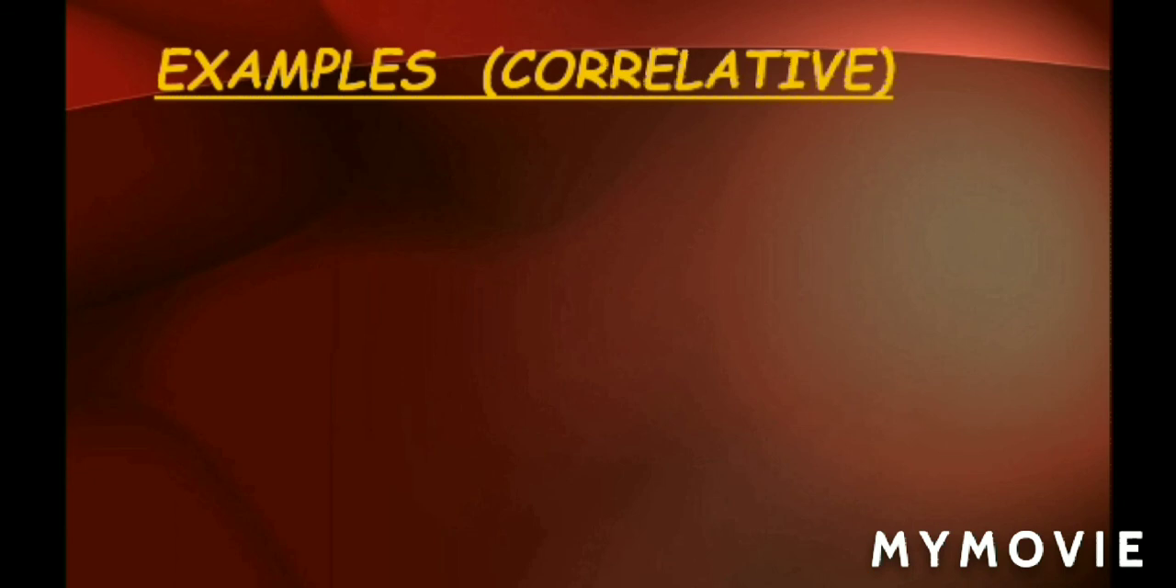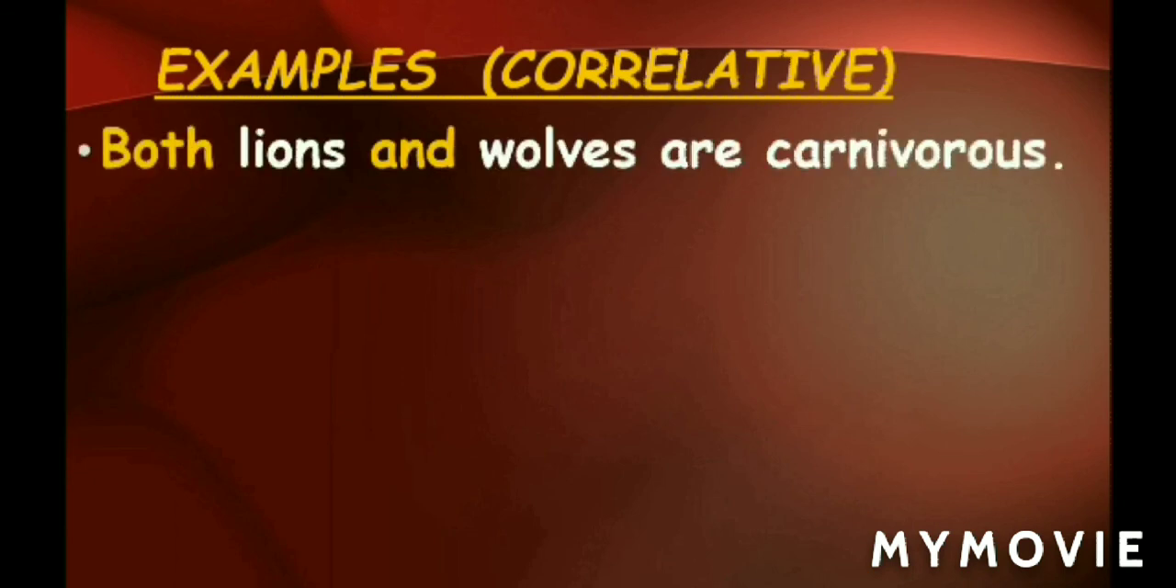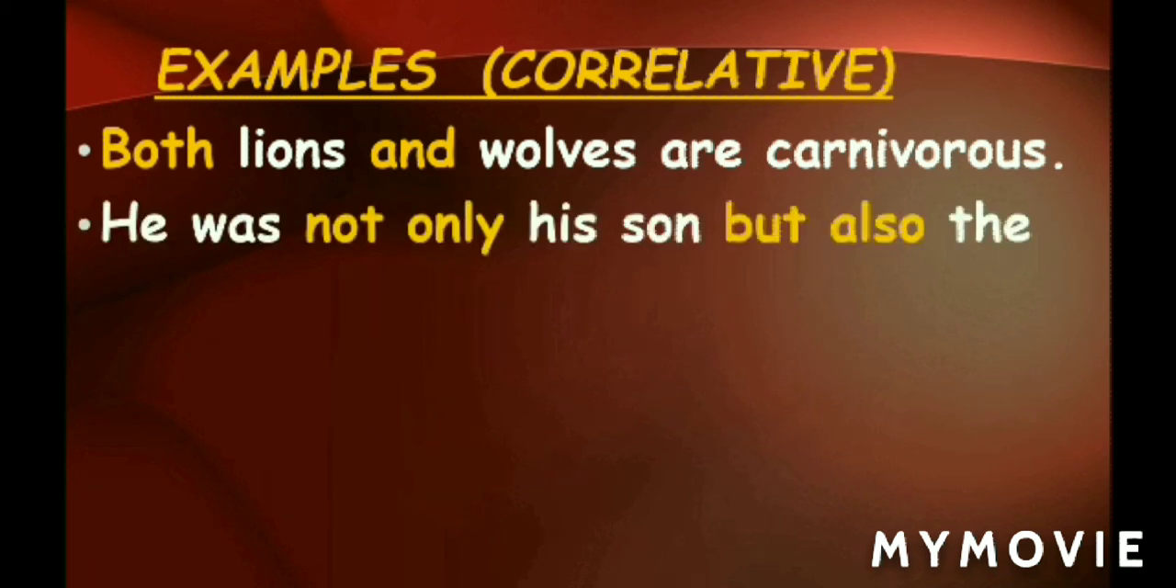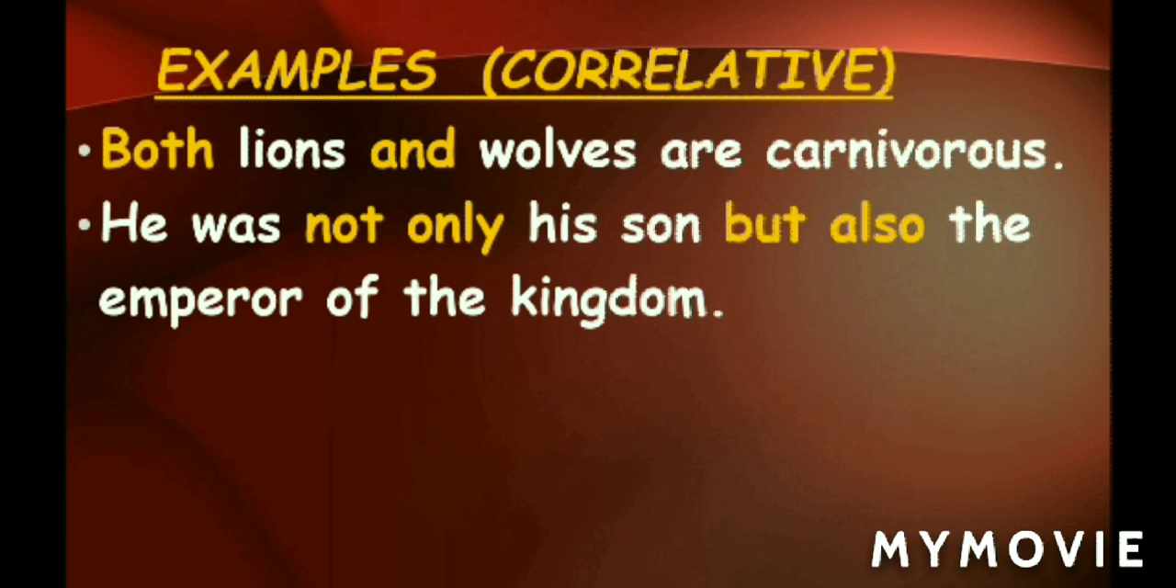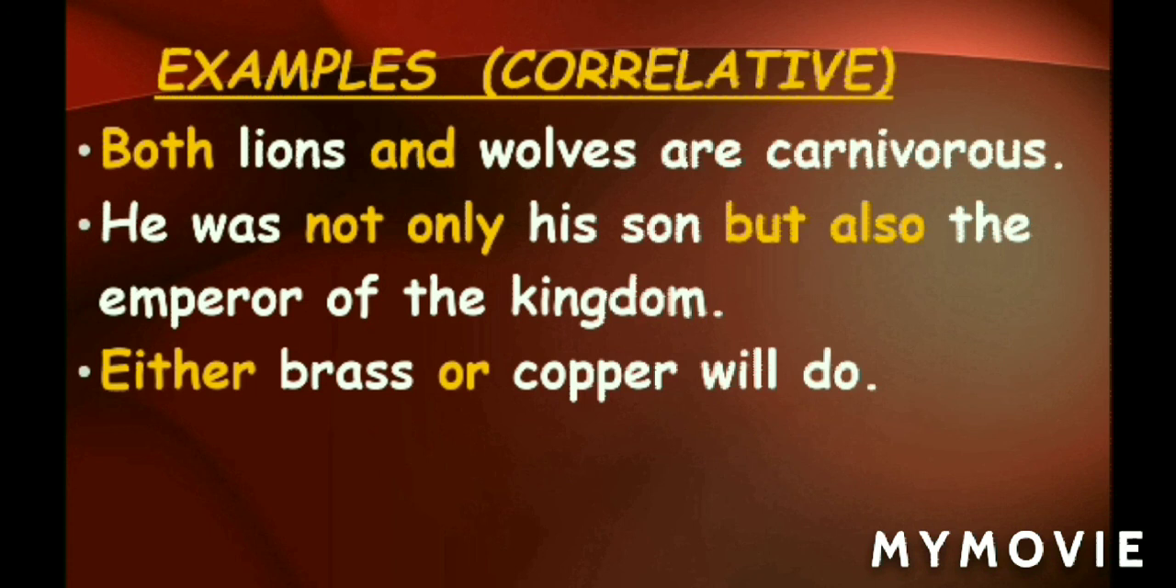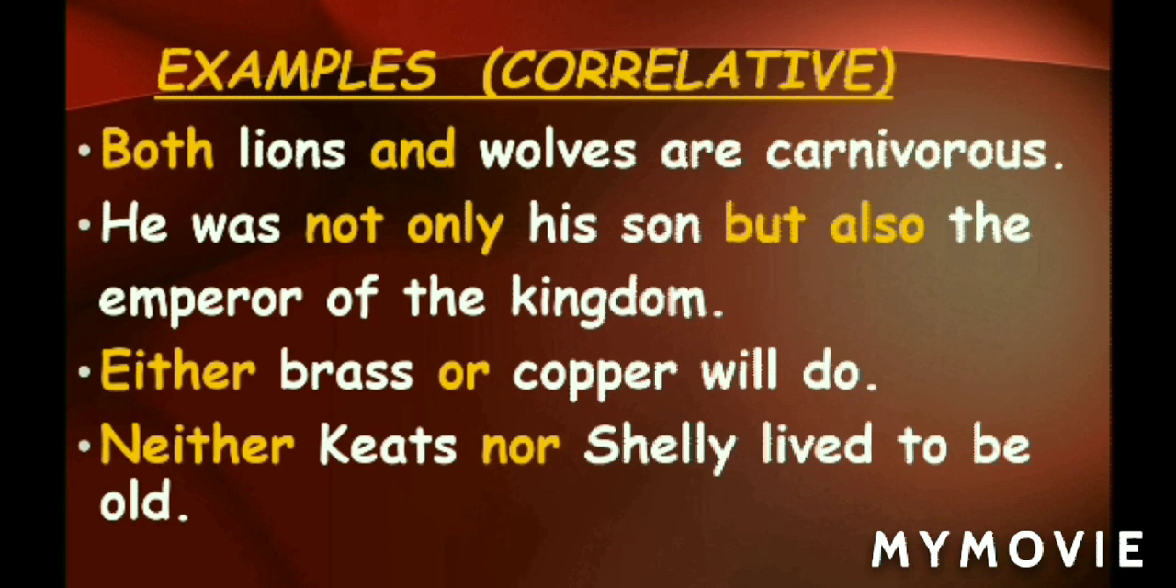Examples of correlative conjunctions: both lions and wolves are carnivores. Both and are used as a pair in this example. He was not only his son, but also the emperor of the kingdom. Here in this sentence, not only and but also are paired. Either brass or copper will do. Another example: neither Keats nor Shelley lived to be old. Hope you have an idea of using correlative conjunctions.